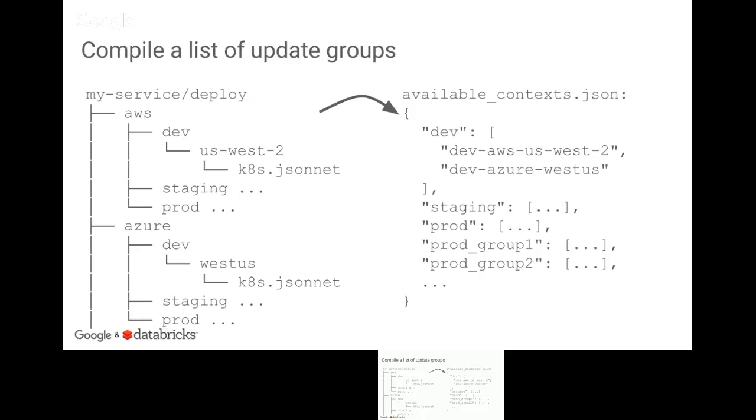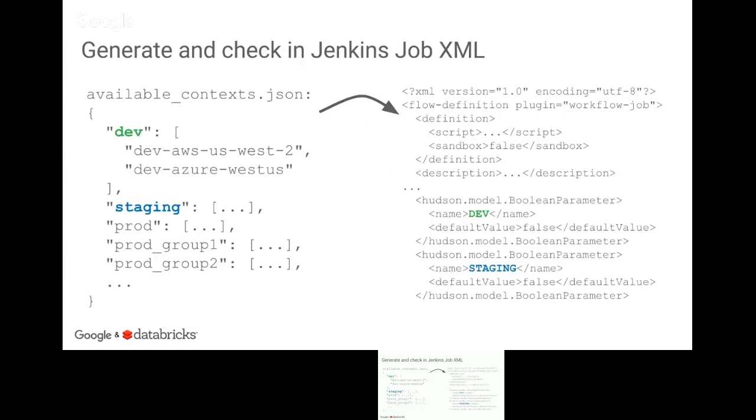And so here, you have dev, staging, prod, and maybe a group 1 and group 2 for production, and that's illustrated in this JSON file. So one action in Bazel produces this JSON file. The next thing is to convert this into an XML file for Jenkins. This uses a really simple open source tool called Jenkins Job Builder. I have a link to it on the last slide.